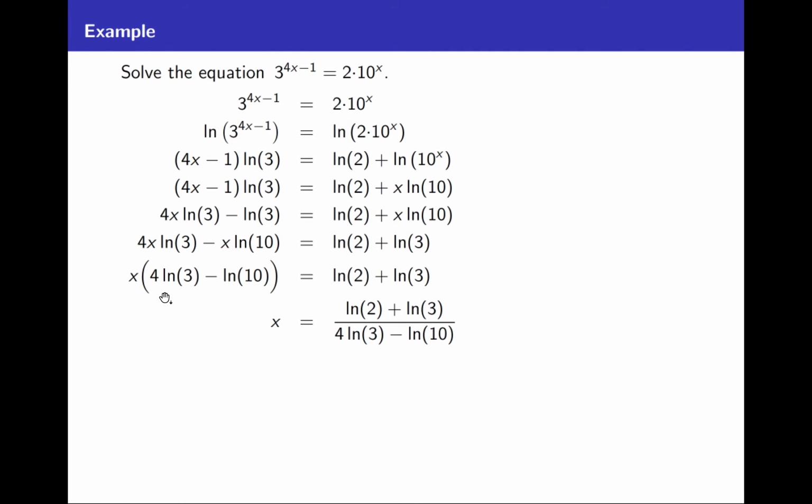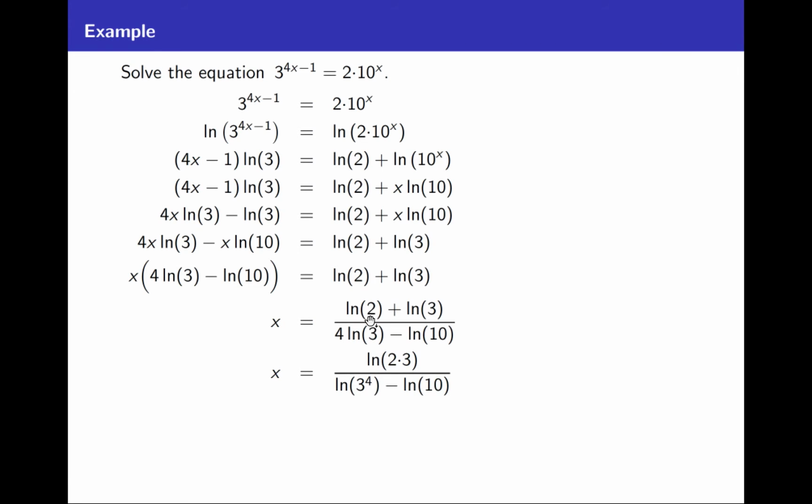So we can then isolate x by dividing both sides of this equation by 4 ln of 3 minus ln of 10. And we get x equals ln of 2 plus ln of 3 over 4 ln of 3 minus ln of 10. And you could probably take your calculator out and work those out and get a value for x. But I'm going to simplify things a little bit further.